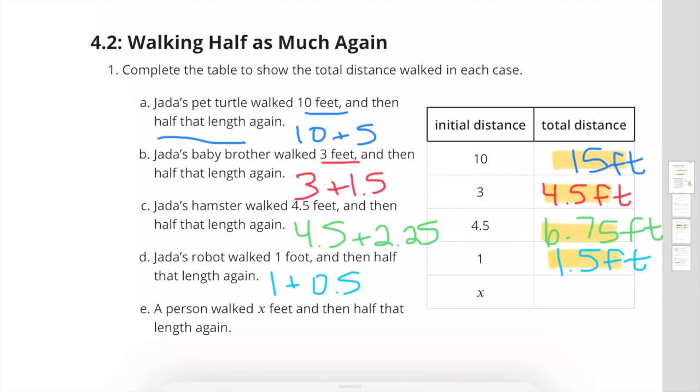On E, it says a person walked X amount of feet and then half that length again. So how would I determine the total distance walked given any distance? We know that they walk X amount of feet and then half that length again. So I'd want to know what half of the X is, and that would tell me my total length. So I could write it as X plus 1/2 X, X plus 1/2 X feet.